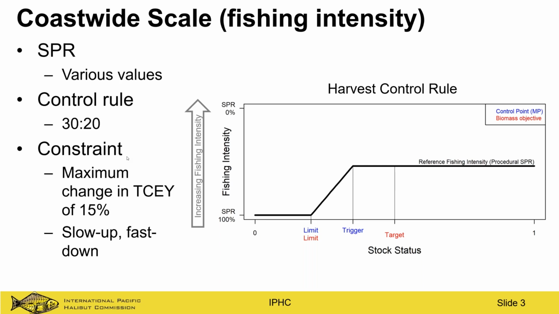And the same on the bottom end, if it declined by more than 20%, it would only decrease by 15%. There still is interest in this constraint we call slow up, fast down, but that's not a priority at this time as defined by the MSAB. So we'll only be looking at a constraint of 15% maximum change.